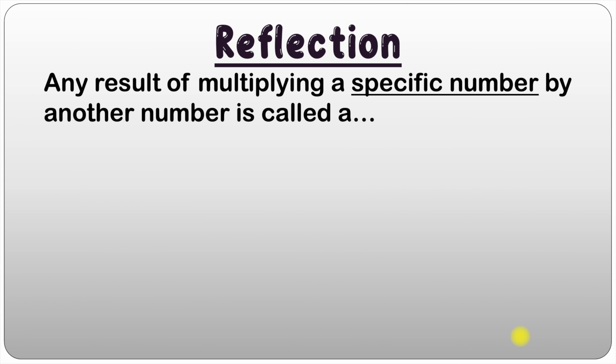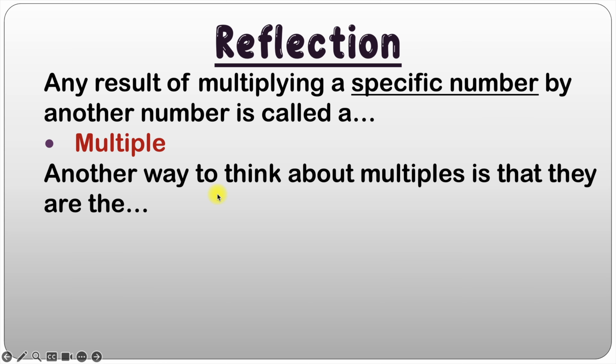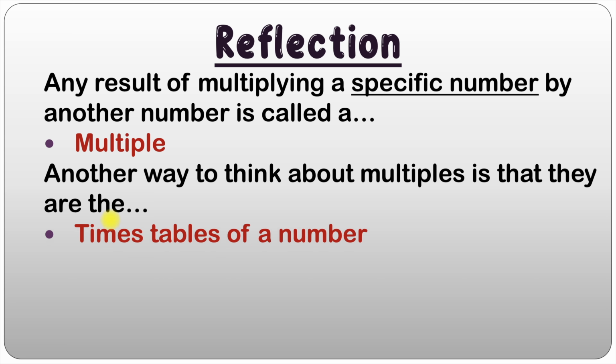So what did we learn today? Any result of multiplying a specific number by another number is called a multiple. Another way to think about multiples is that they are the times tables of a number. You could also think of it as counting by that specific number. So if you're looking for the multiples of 20, you would say you're looking for the 20s times tables, or you want to count by 20s.